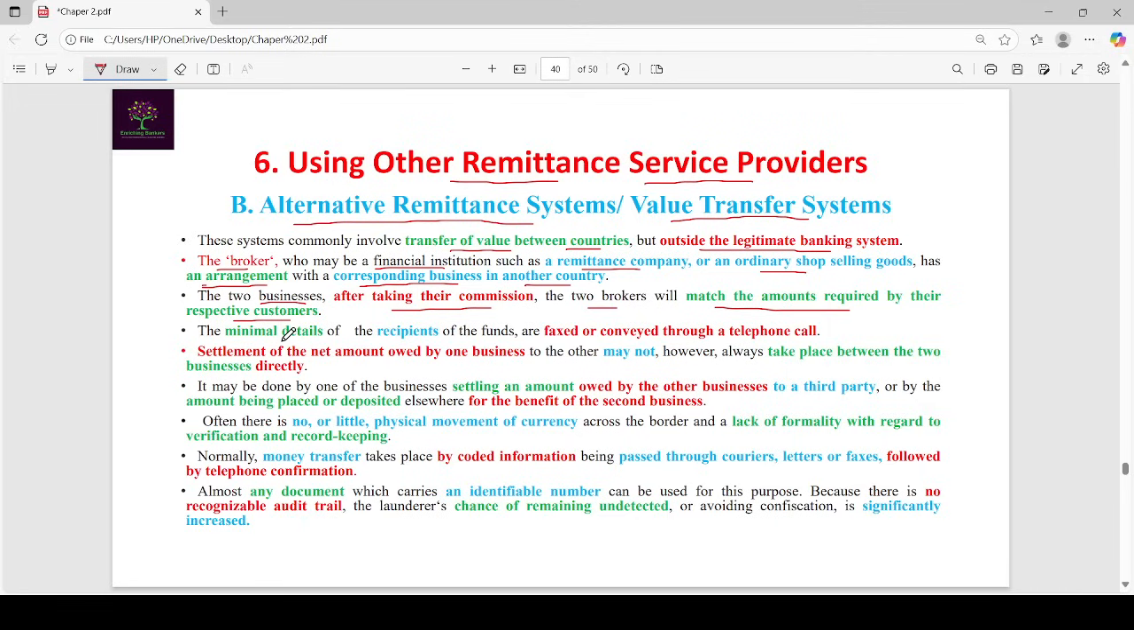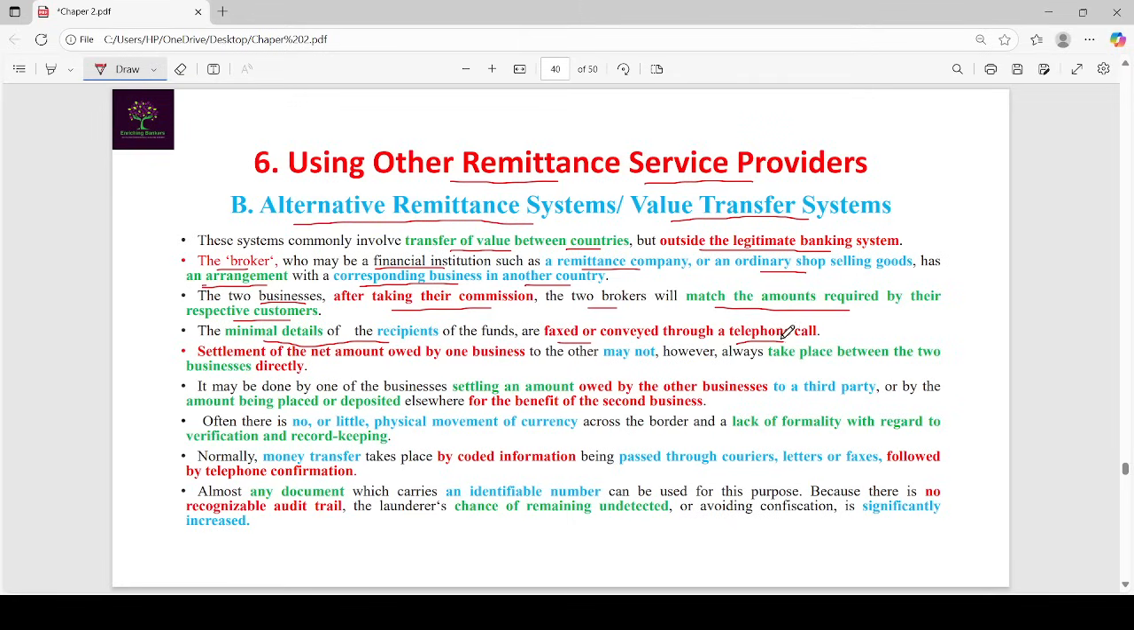So in this process, minimal details of recipients are sent. In this system, minimal recipient details will be sent to the destination places. Those details are sent either by fax or by a telephone call.